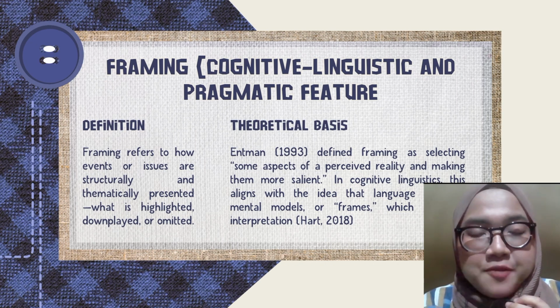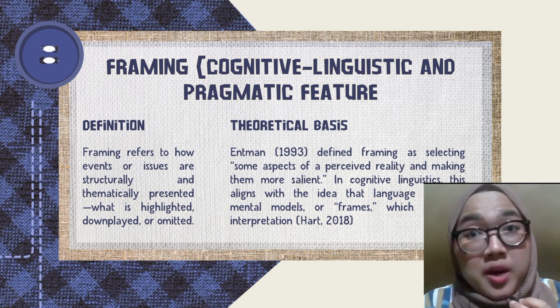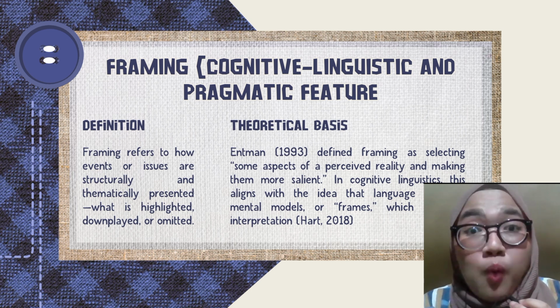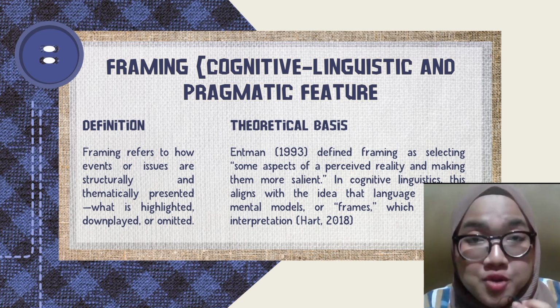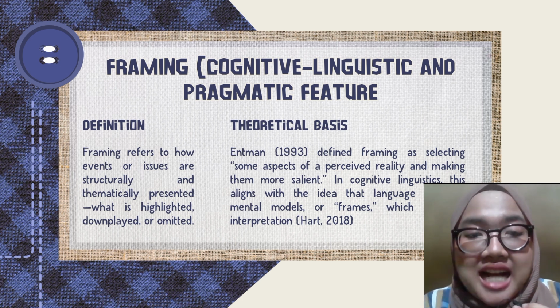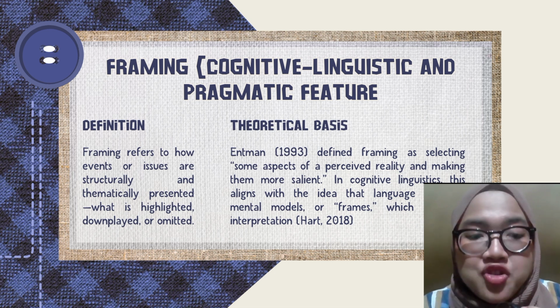Second aspect is framing as a cognitive, linguistic, and pragmatic feature. The definition of framing. Framing is about how the news tells a story, not just what it's said, but how it's said and what parts are emphasized or left out. Journalists don't just report facts, they choose what to focus on, what to minimize, and what to leave out entirely. This shapes the way we understand the event. It's like putting a picture in a frame. What you include in the frame changes how people see the whole image.